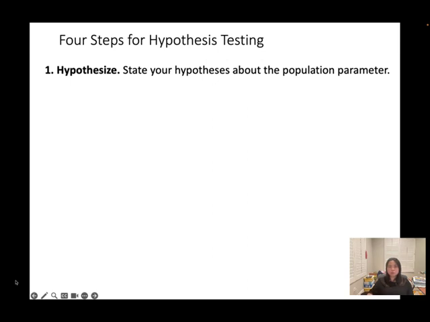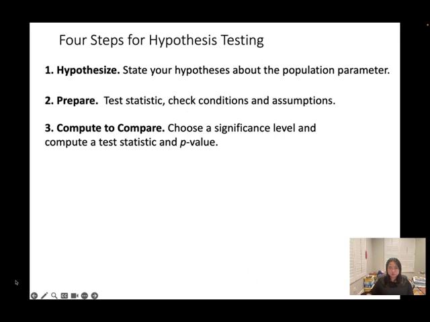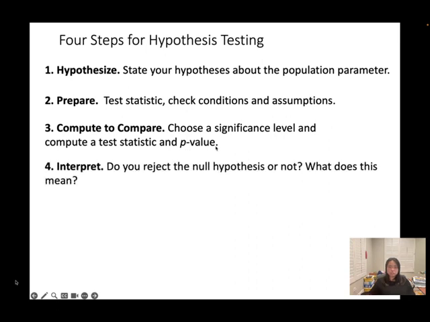First one, hypothesize. You're going to state the null and alternate hypothesis. Prepare. We're going to find the test statistic and then check the condition and assumption. Number 3, compute to compare. Choose the significance level and compute the test statistic and the p-value. So for this class, the significance level will always be given. Okay, and then we only need to find the test statistic and the p-value. Last one, interpret. You reject or fail to reject the null hypothesis, and also you want to state the conclusion.